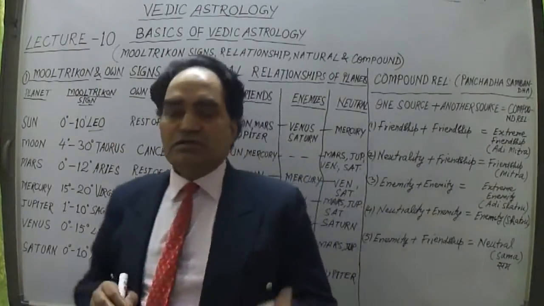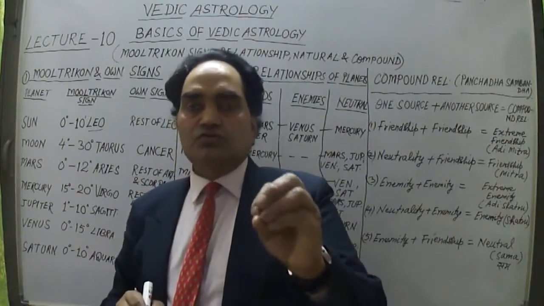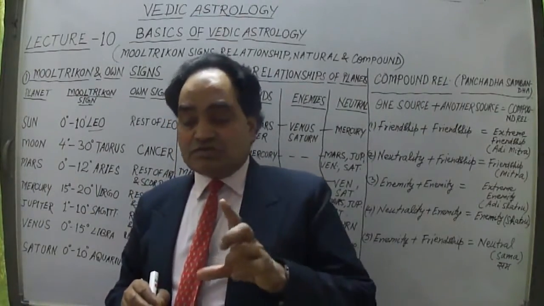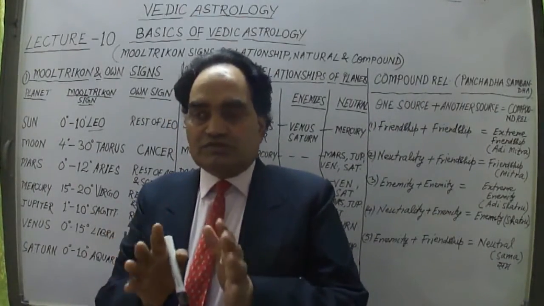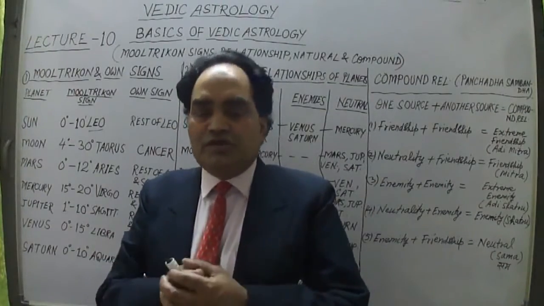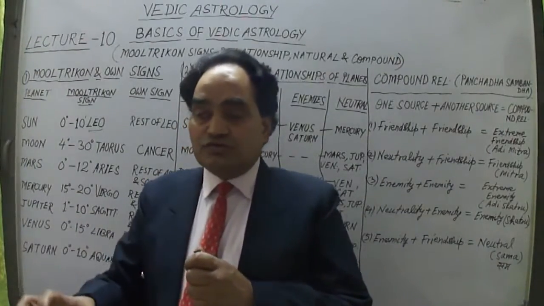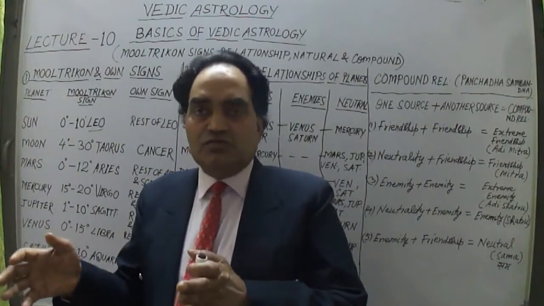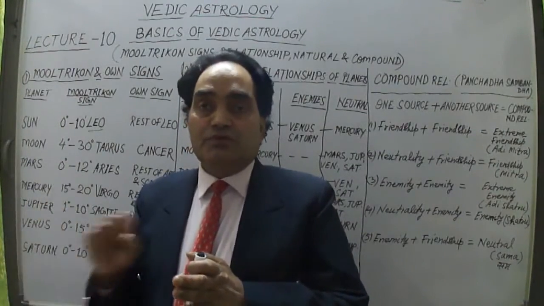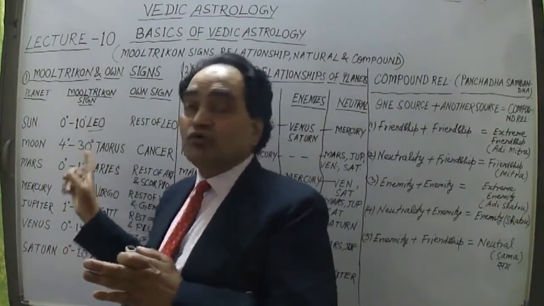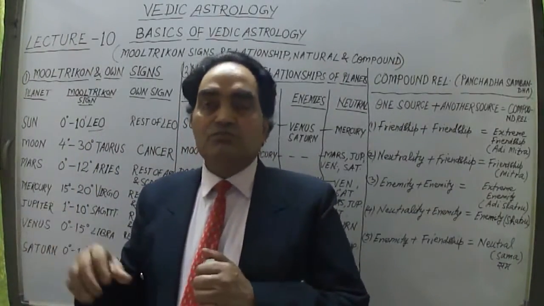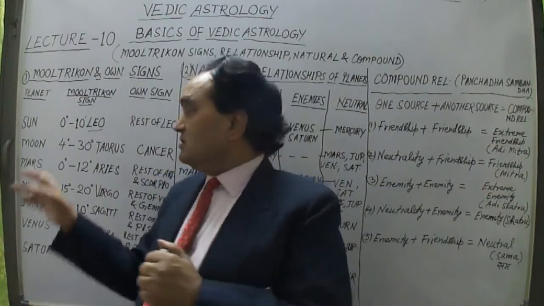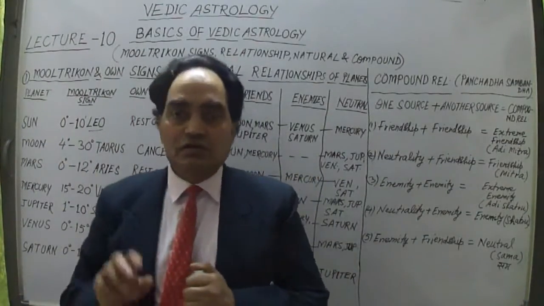So for the remaining degrees from 11 degree to 30 degree, the Sun has ownership of this Leo sign. So that is his own sign. The difference between own sign and Mooltrikon sign is very important. Mooltrikon sign is more active. The Sun has more positive results during this 0 to 10 degree in Leo.